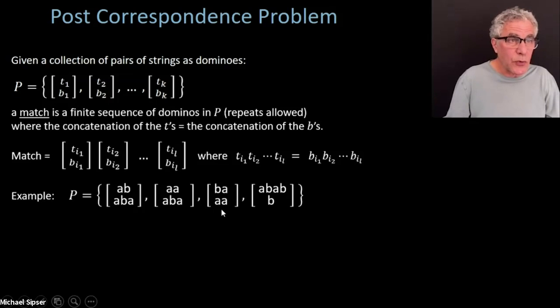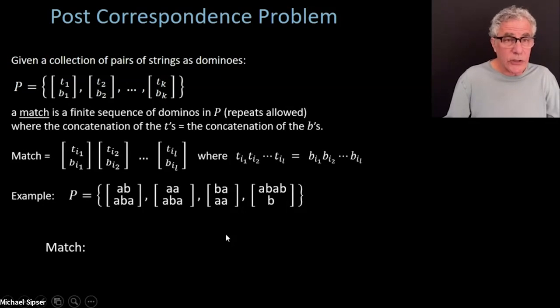For example, if you started with the third domino here, BA over AA, it would fail immediately because the B and the A are different. And if you use the second domino as your starting point, that would fail as well, because the top string would start with AA, the bottom string would start with AB, and they could never be equal. So the only possible choice is to start with the first domino.